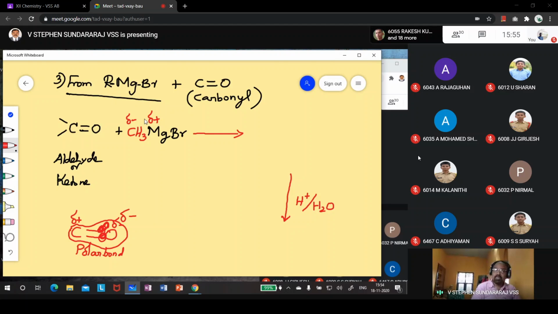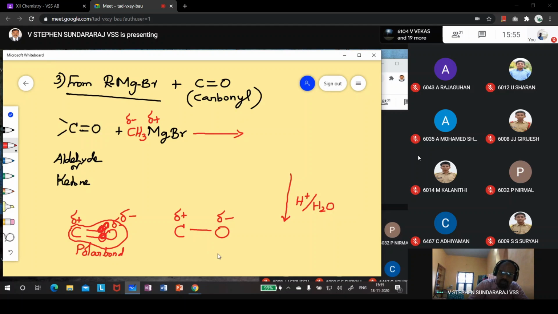When compared to oxygen, carbon is electropositive. But when compared to magnesium, this carbon is very highly electronegative. So here the electron cloud in this covalent bond will be towards carbon. Now see carbon and oxygen, the double bond I am not showing. Here delta plus, this is delta minus, double bond is there.